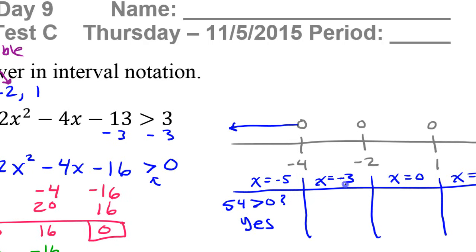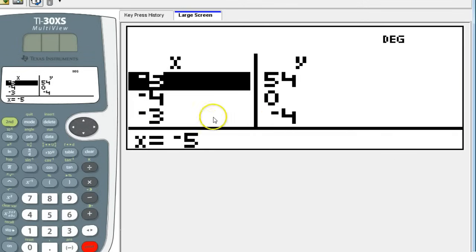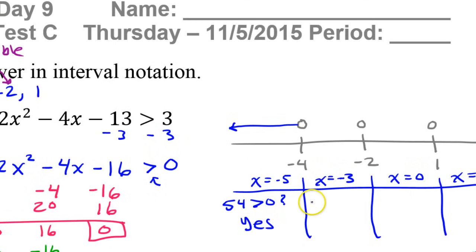What would I get if I plugged in -3? Again, I can just look at the table. If I plugged in -3, I would get -4. Is -4 greater than 0? No, it is not. So if I plugged in -3, I'd get a false statement, which means -3 is not a solution. So none of these are solutions.